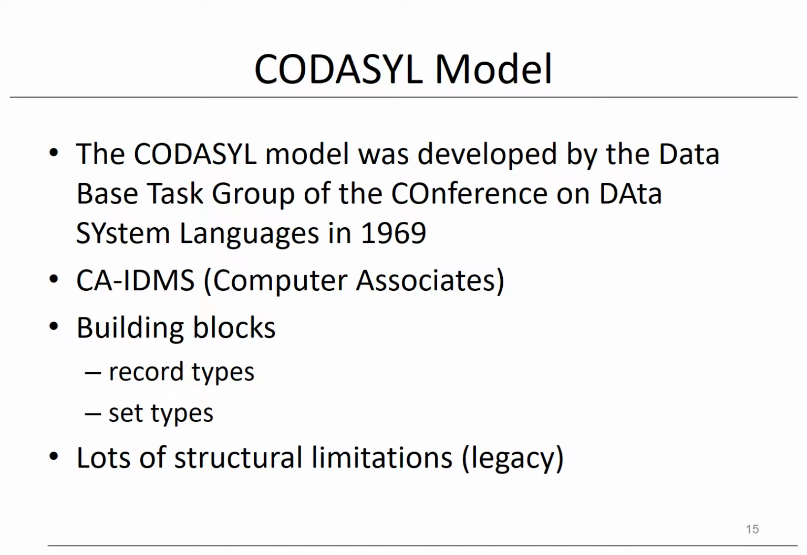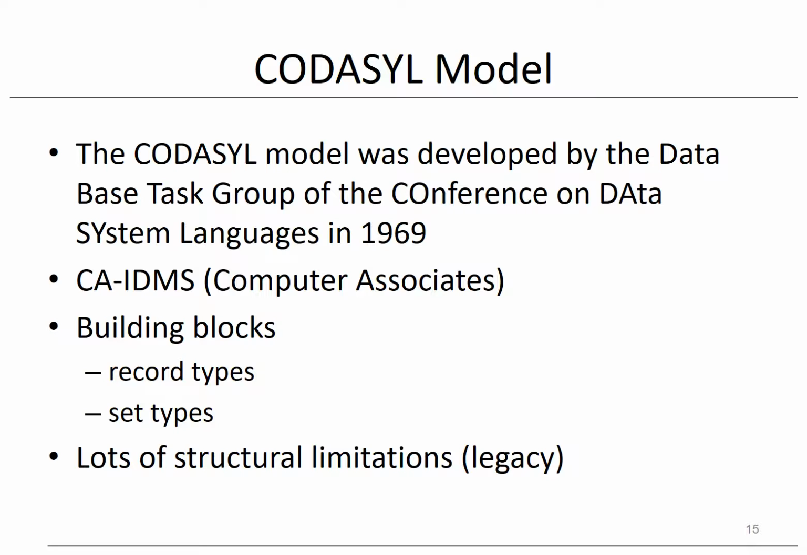The Codasyl model is a next data model developed by the database task group of the Conference on Data System Languages in 1969, so not that much later than the hierarchical model. It has various popular software implementations, such as OODBMS from Culinet Software, which was later acquired by Computer Associates and rebranded into CA-IDMS. It is an implementation of the network model, which originally included record types and links and supported one-to-one, one-to-n, and n-to-m relationship types.